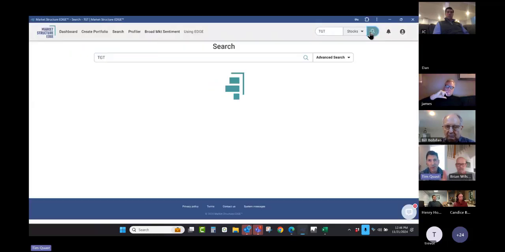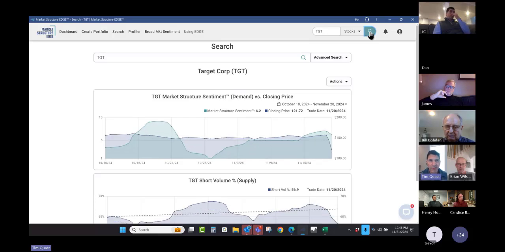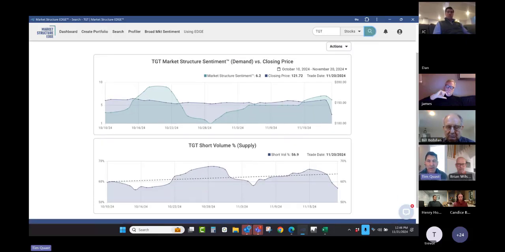And then the counterpoint to that would be Target. If I looked at Target here on Market Structure Edge, would I have traded Target? Well, certainly not. But would I have known that it would drop 22%? No.